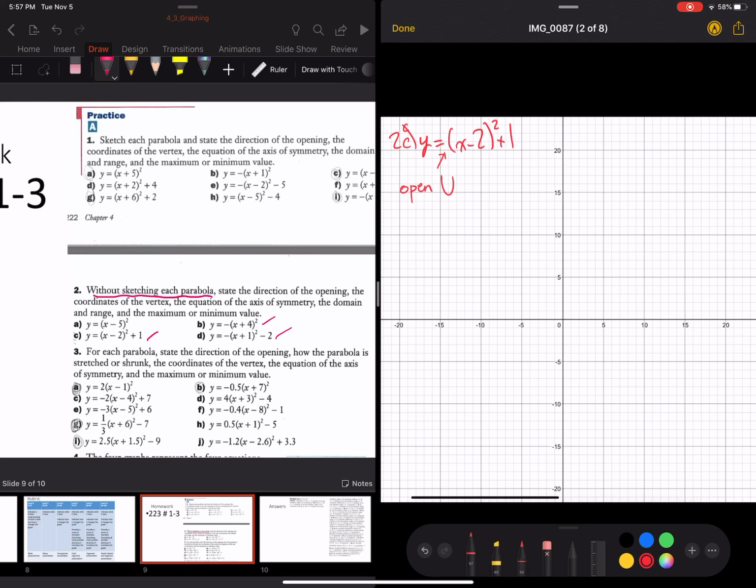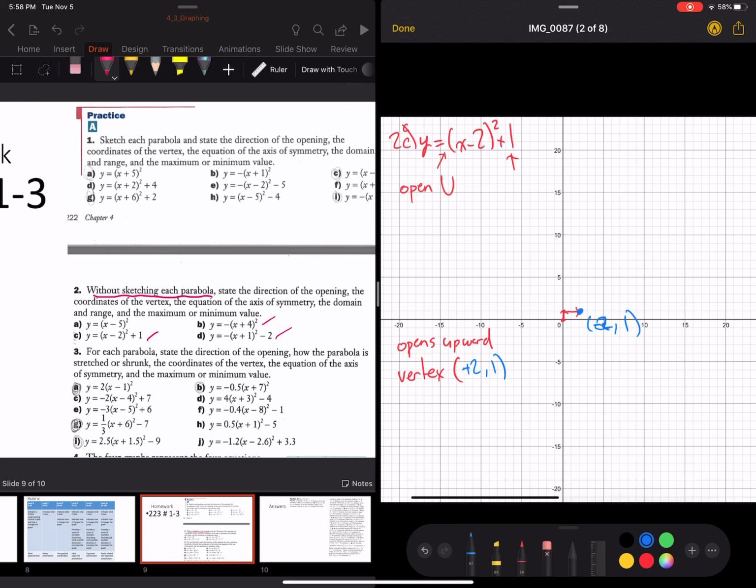Let's write it down here. We'll write all of our properties right here. Opens upward. Our vertex, basically our base case is right here at the 0. It goes up 1. This plus 1 means it's going to be translated upwards by 1. And this negative 2 means it's going to go 2 units that way. So we end up drawing, our vertex is right there. And our vertex is going to be plus 2, 1.